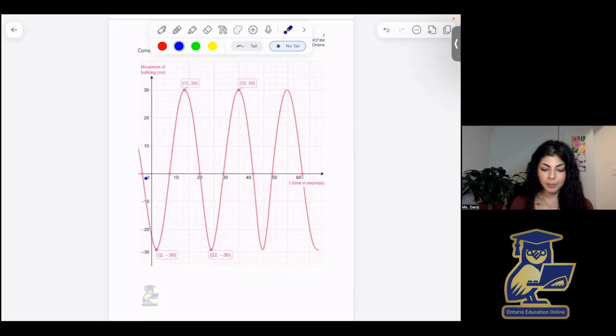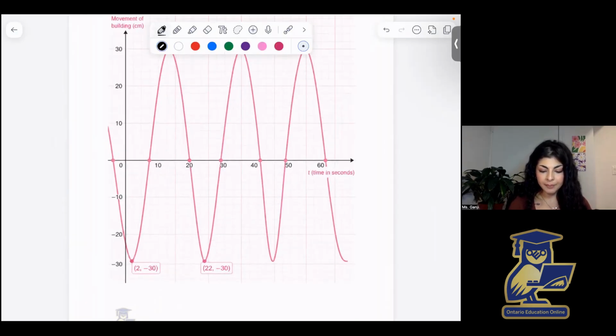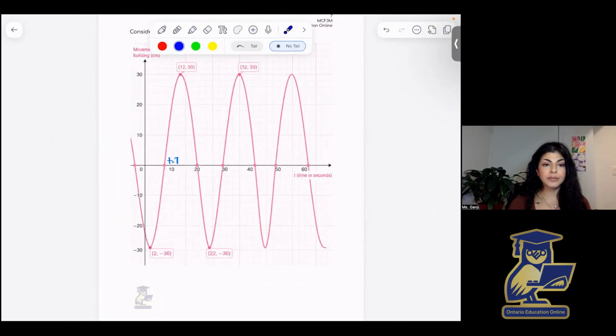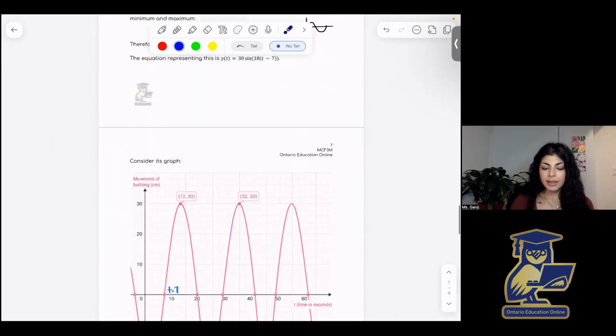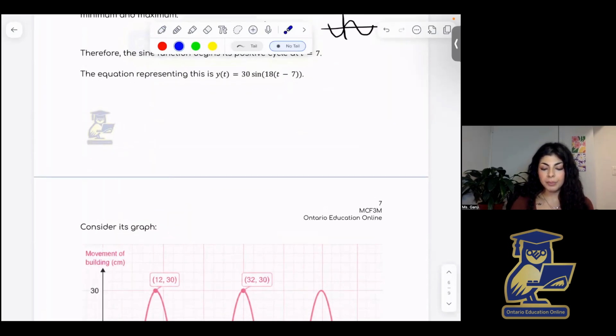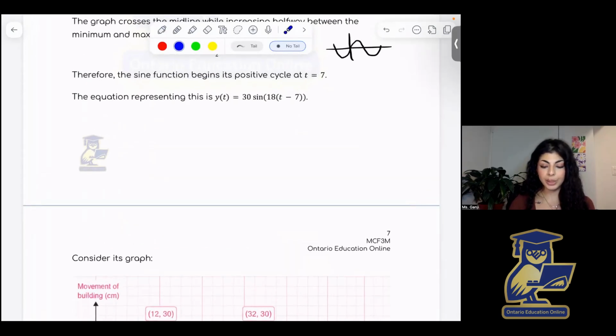And of course, we can see this is a compressed graph compared to our regular parent function for sine of x. And yes, it has been shifted to the right by 7. And we can see that at this point, which is t equals 7, is when we are starting our positive cycle, which means that we are going up and down, and that's why we have that shift to the right. And yes, that was the completed equation that models this situation.